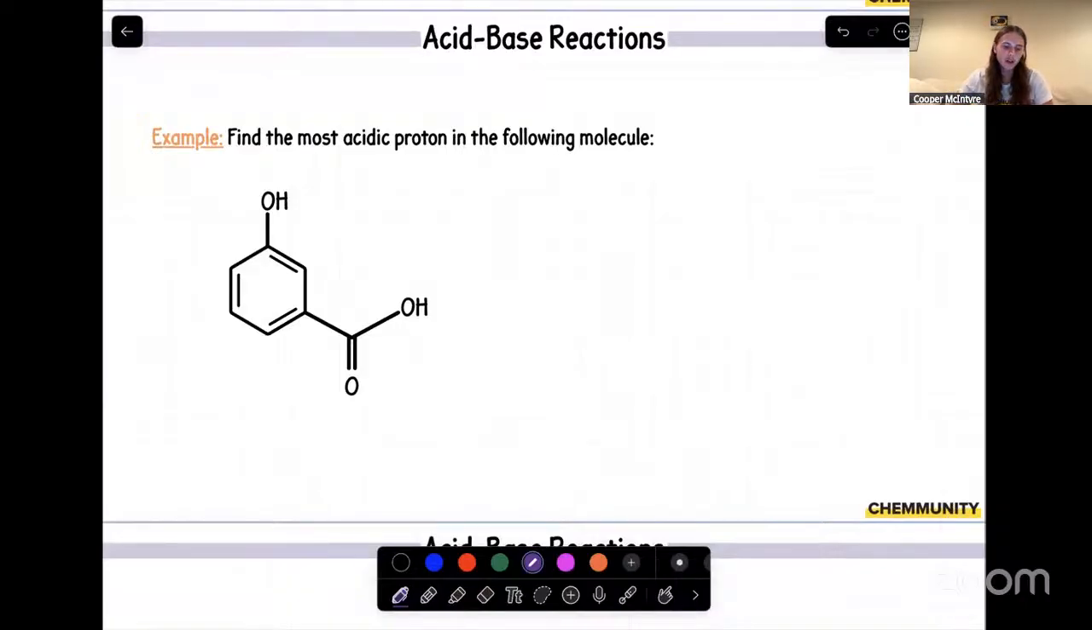Perfect. So for this next molecule, yet again, we want to look for the most acidic proton. And the two main ones I want to look at will be the proton on this oxygen, and then also the proton on that oxygen as well. So we'll go through, draw out the conjugate bases.